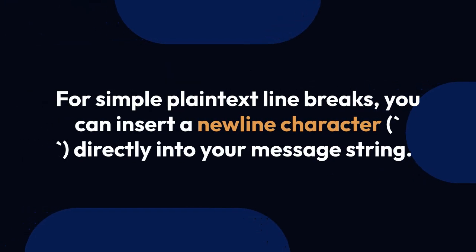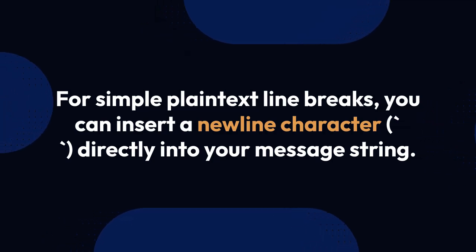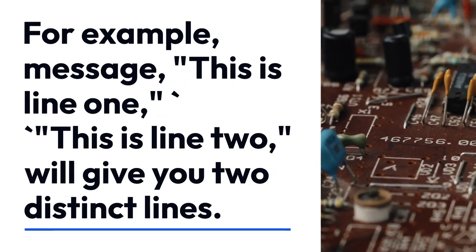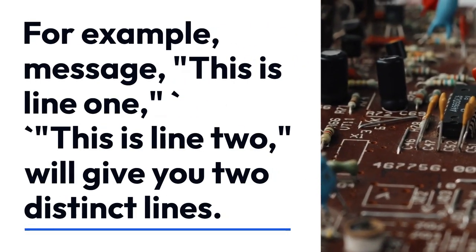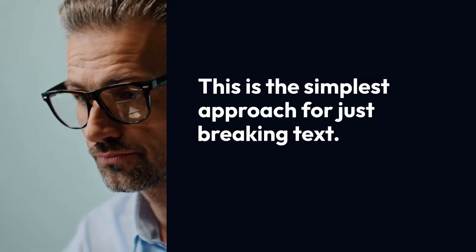For simple, plain text line breaks, you can insert a new line character \n directly into your message string. For example, message: this is line 1 \n this is line 2 will give you two distinct lines. This is the simplest approach for just breaking text.